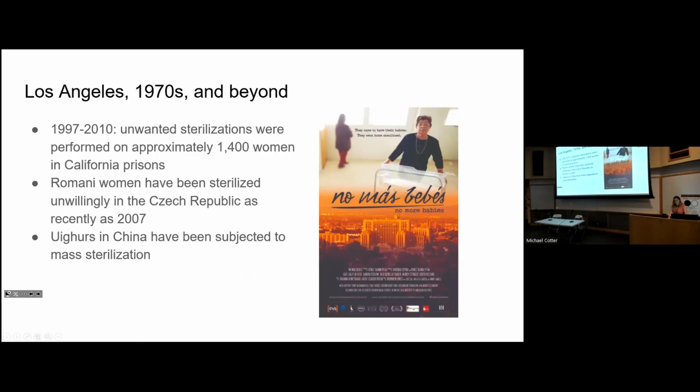Just a few other examples. Between 1997 and 2010, unwanted sterilizations were performed on approximately 1,400 women in California prisons. Romani women, so this extends worldwide, have been sterilized unwillingly in the Czech Republic as recently as 2007. And Uyghurs, an ethnic minority in China, have been subjected to mass sterilization and other measures of extreme population control. This documentary, No Mas Bebés, tells the story of hundreds of Mexican-American women coerced into tubal ligations in the county hospital in Los Angeles in the 1970s.